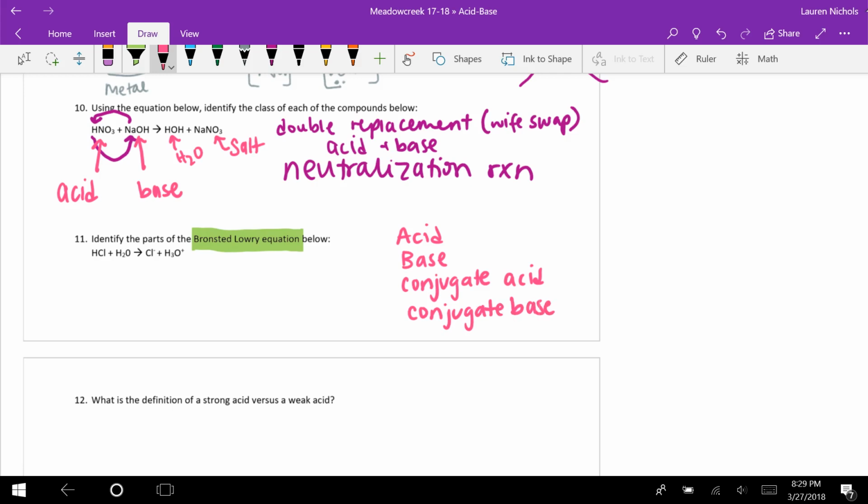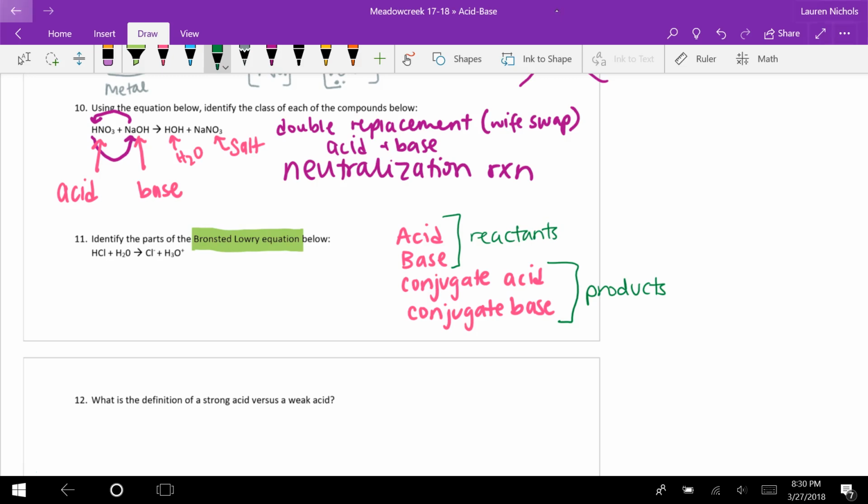Now remember, the word conjugate means partner. These two things will always be products, and your acid and your base will always be the reactants. We do this just to keep them from getting confused with each other.